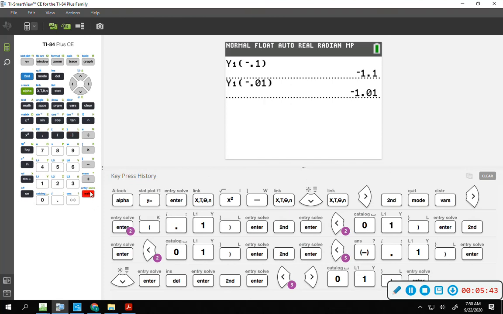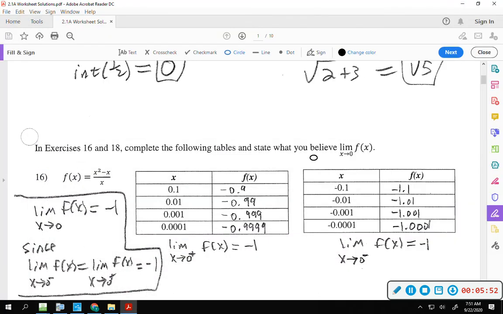I get that. So that's how you're going to get those values out from your calculator. And we'll be using our calculator more extensively in this particular chapter. Okay? Let's move on to the next problem.